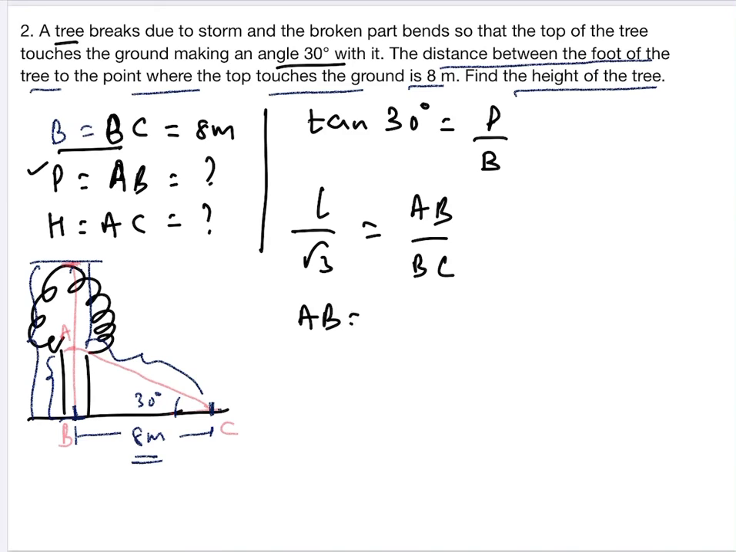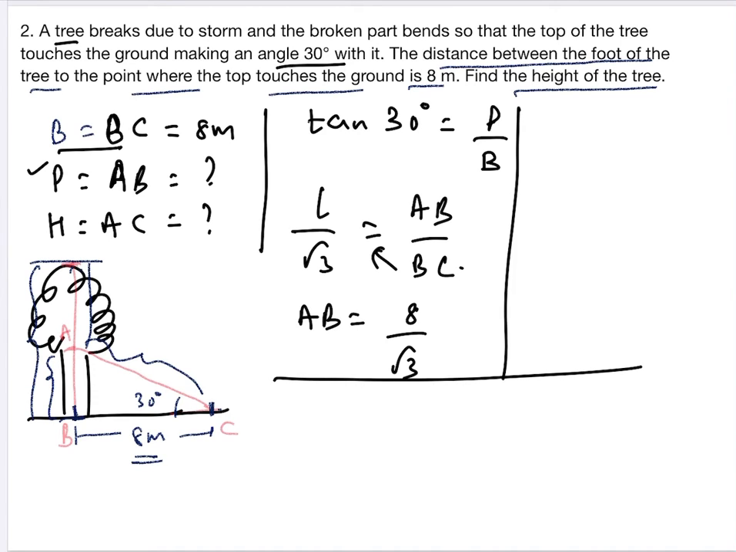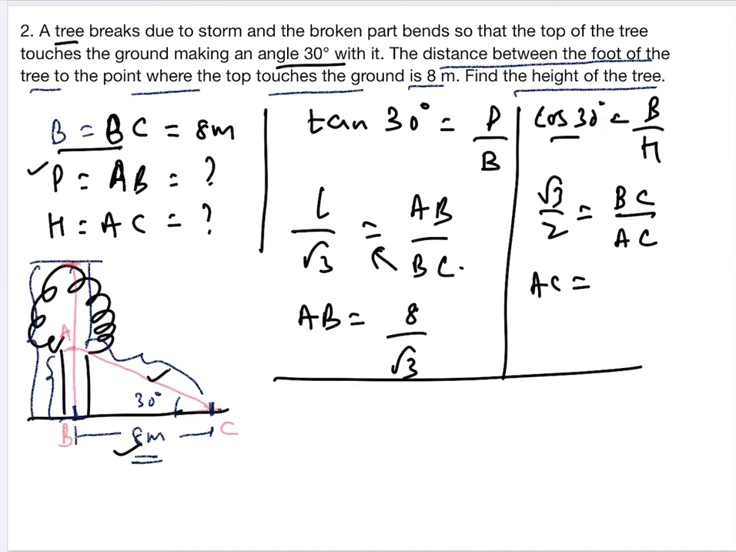So AB is equal to, now BC is 8. So this becomes 8 upon root 3. 8 will go and multiply, cross multiplication. Similarly, we can find hypotenuse with the help of base. We will take cos 30 degree is equal to base by hypotenuse. Cos 30 is root 3 by 2. That is equal to BC by AC. Now cross multiply, we get AC is equal to 8 into 2 by root 3. That is equal to 16 by root 3.